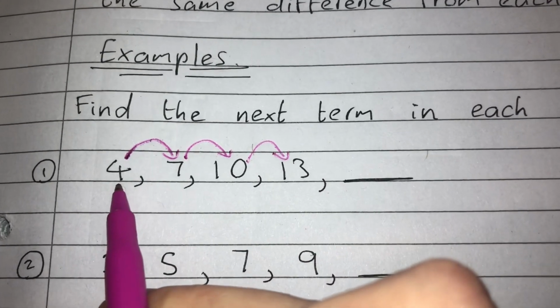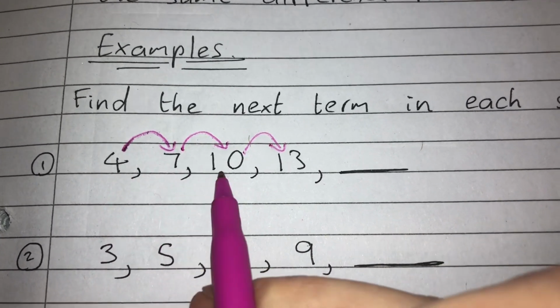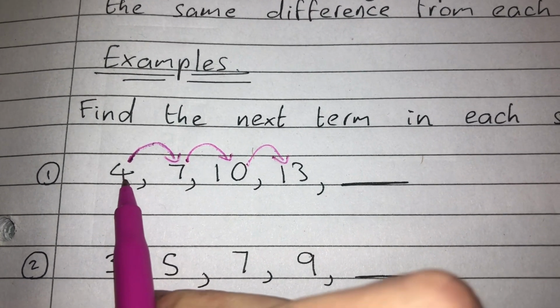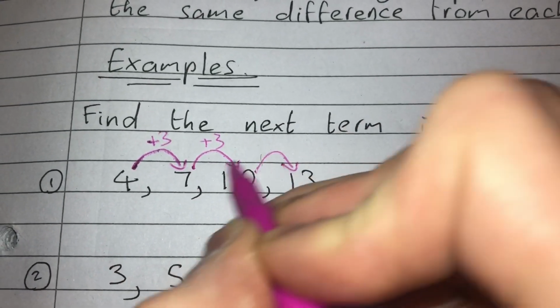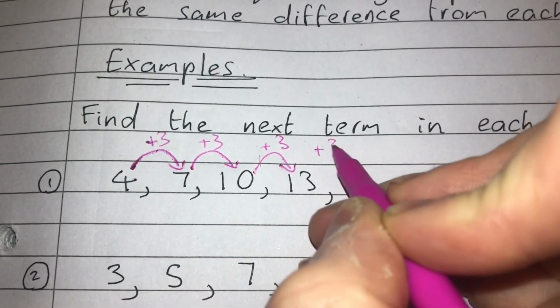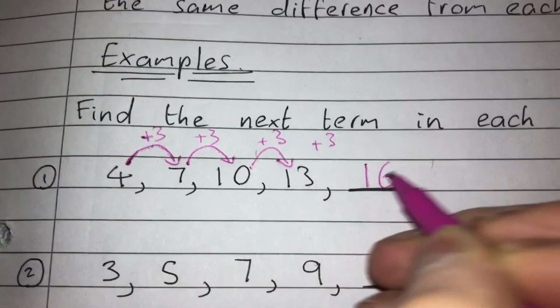So for example, if I look at this sequence, 4, 7, 10, 13, well, first off it's going up, and it's going up by the same amount. The difference between 4 and 7 is 3, so we're adding 3 each time. Okay, so the next term in this sequence is going to be 13 plus 3, which would be 16.